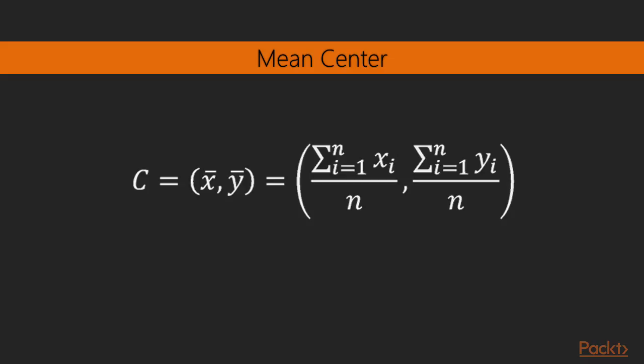As for every statistical analysis, we always need to start by describing our data. For a standard numerical dataset, the first thing you'll do is calculate its mean and standard deviation. For a point pattern, we can calculate its mean center, which is simply a point identified by the mean value of longitude and the mean value of latitude. This is important because it identifies the centroid of your dataset.